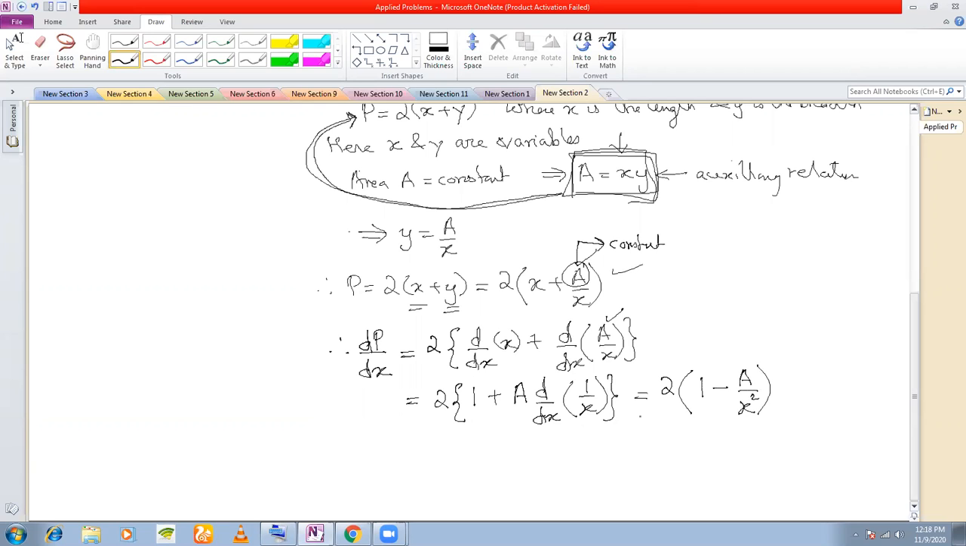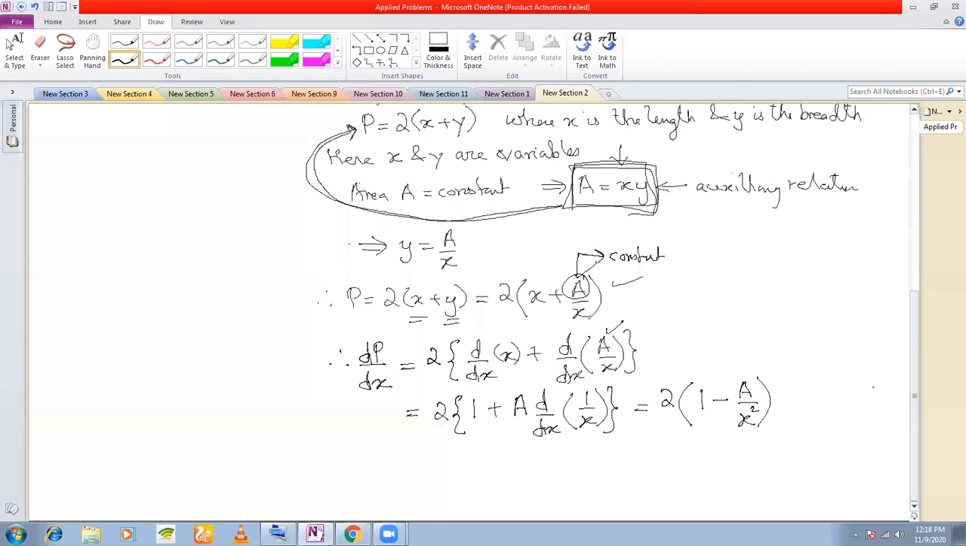That is why I told you that you must keep in mind which one is a constant and which one is a variable. Area here is constant. x and y were variables. With the help of the auxiliary relation, from two variables I came down to one variable only. So x here is a variable, a here is a constant.